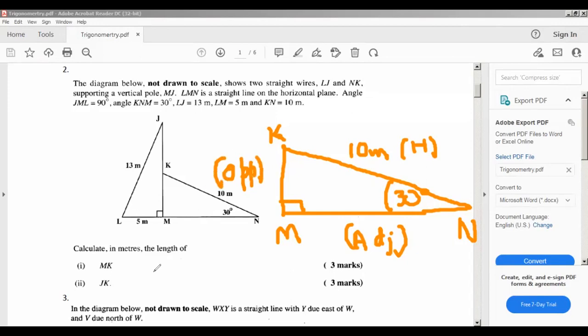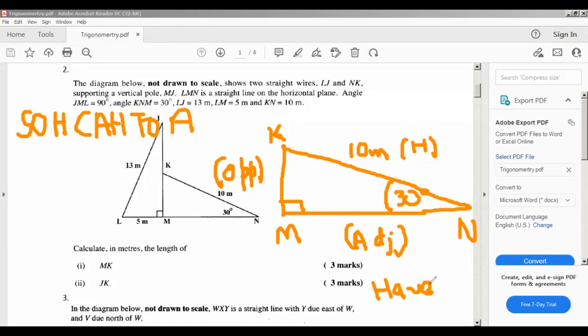So, class, we want to find what? MK. So MK is the opposite, right? Yes, so we want to find the opposite. Which other side do they give us? The hypotenuse. So which formula? Sine. Yes, we have H, and we want the opposite.